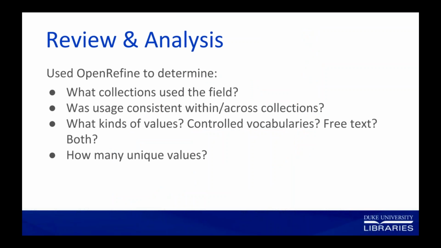So using OpenRefine, we further analyzed all of these 85 fields, noting which collections used the field. Was usage consistent within or across collections? What kinds of values were used in the fields? Were they controlled vocabulary fields or free text fields or both? Were they local vocabularies? How many unique values were there?